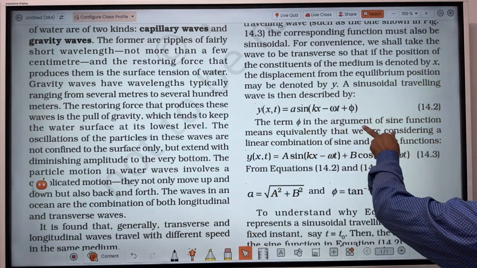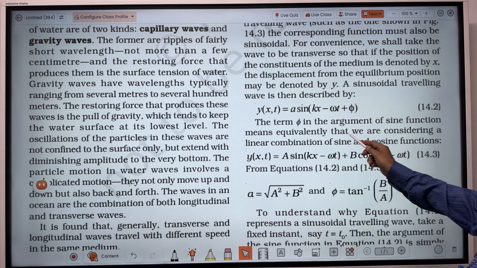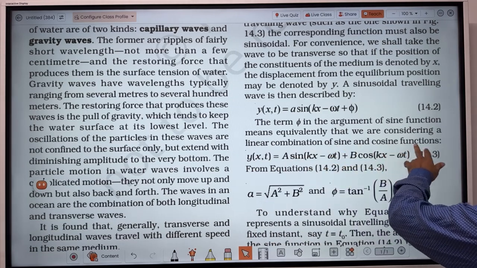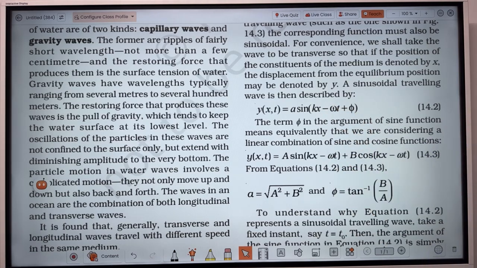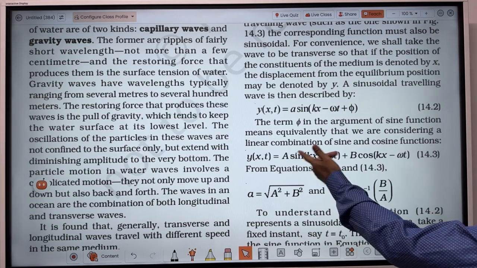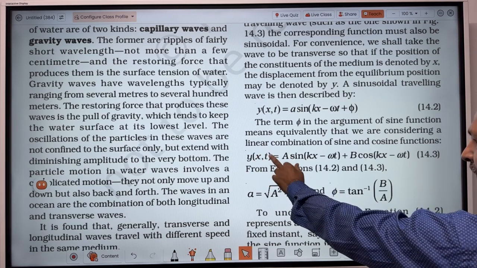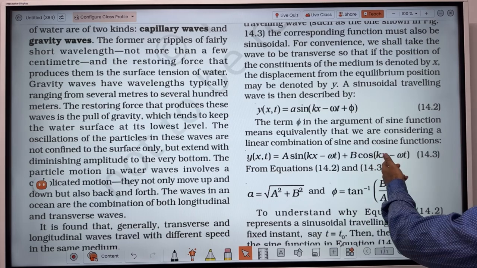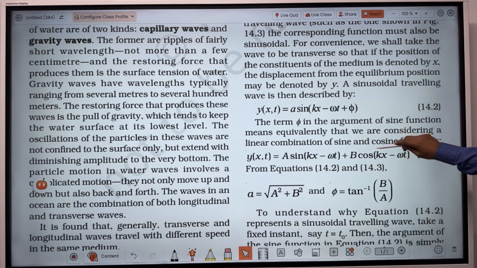Here the term phi in the argument of the sine function, argument means angle, means equivalently that we are considering a linear combination of sine and cosine functions. If you expand it, what do you get? If you apply the formula sine a plus b, you will get sine a cos b plus cos a sine b, etc. So we can write y as a function of x and t, a sine kx minus omega t plus b cos kx minus omega t. So sine function and cosine function both are used.